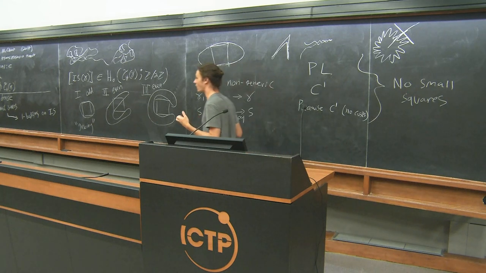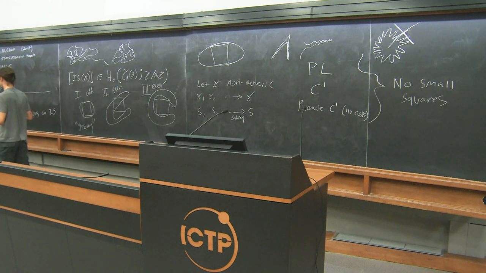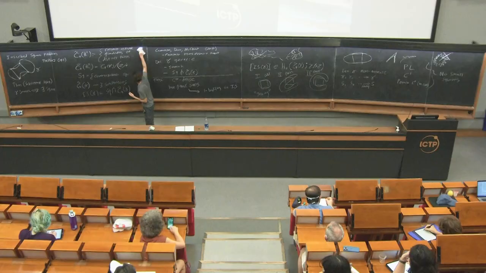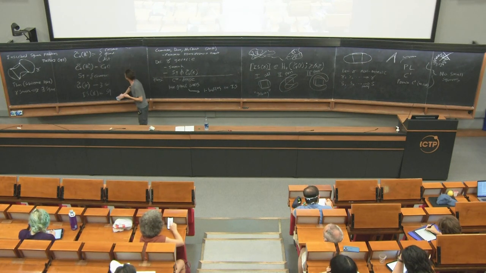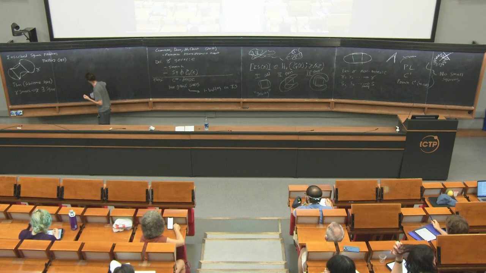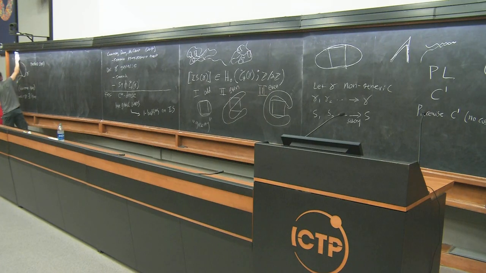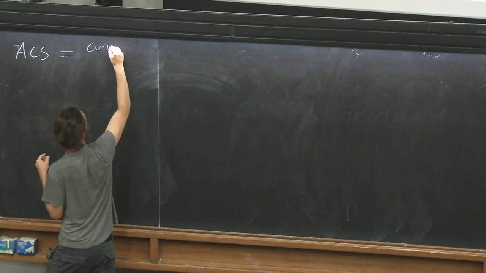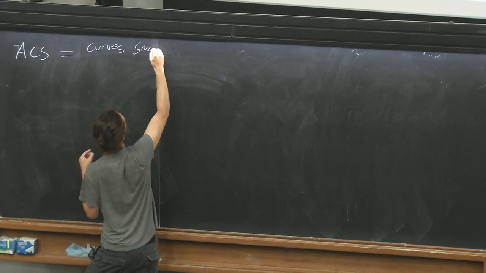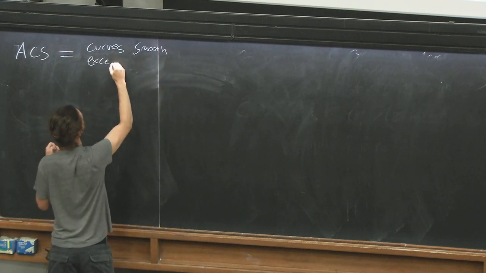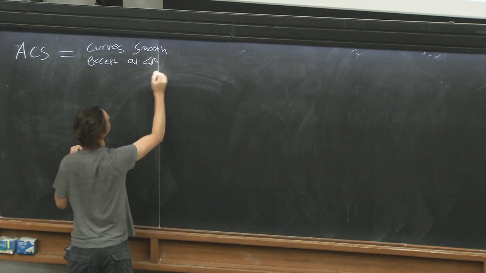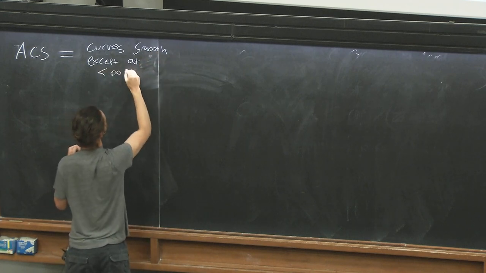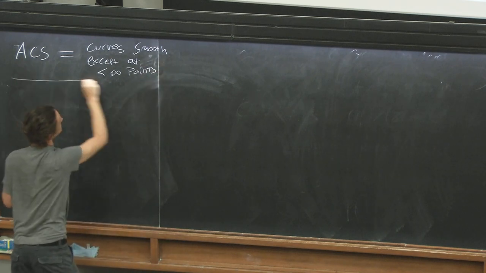Breaking the small square barrier is really hard. And when we're facing such a difficult problem, sometimes the right way to deal with it is to look at the simplest case where everything breaks down horribly. So I have a regularity class that I've been focusing on, which I call ACS, for arbitrarily complicated singularities. But it's a fairly simple regularity class. This is just curves which are smooth, except at finitely many points. All right, so that's ACS, curves which are smooth except at finitely many points.